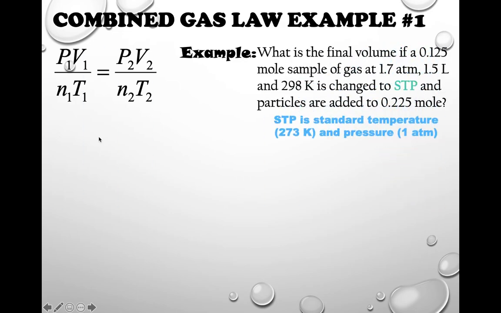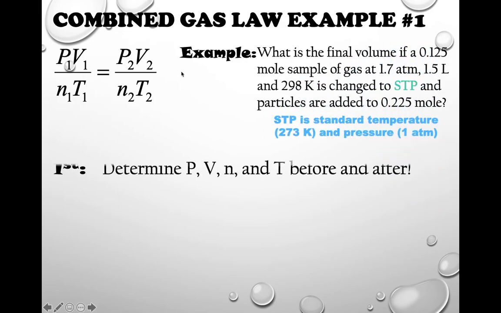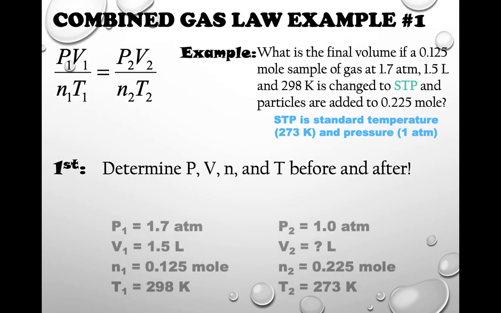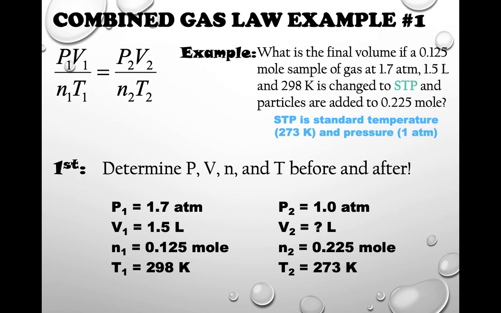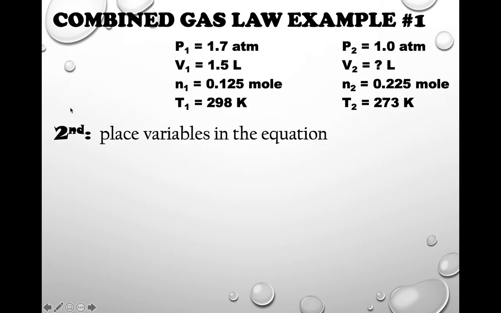So looking at this problem, here's what STP stands for. We need to determine what our before and after are. So as we're reading through this, my 1.7 atmospheres, 1.5 liters, all the way through, this is my before, and STP and 0.225 moles, this is my after. So you'll notice for the equation, I have everything that I need except for one thing. And so how I would solve this is I'm just going to take my information and place it into the equation.